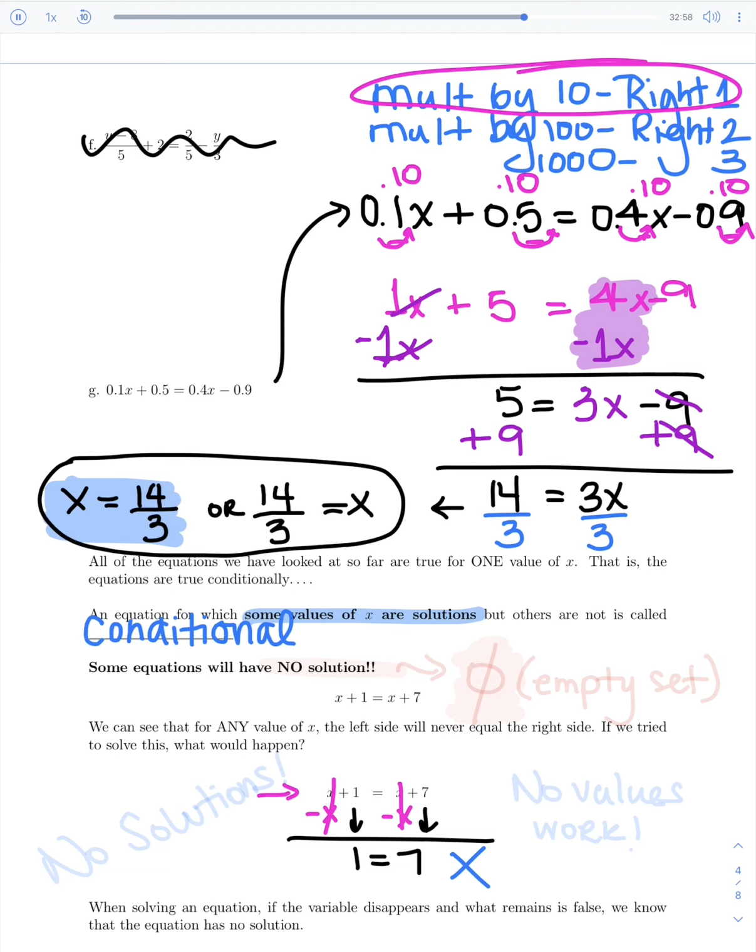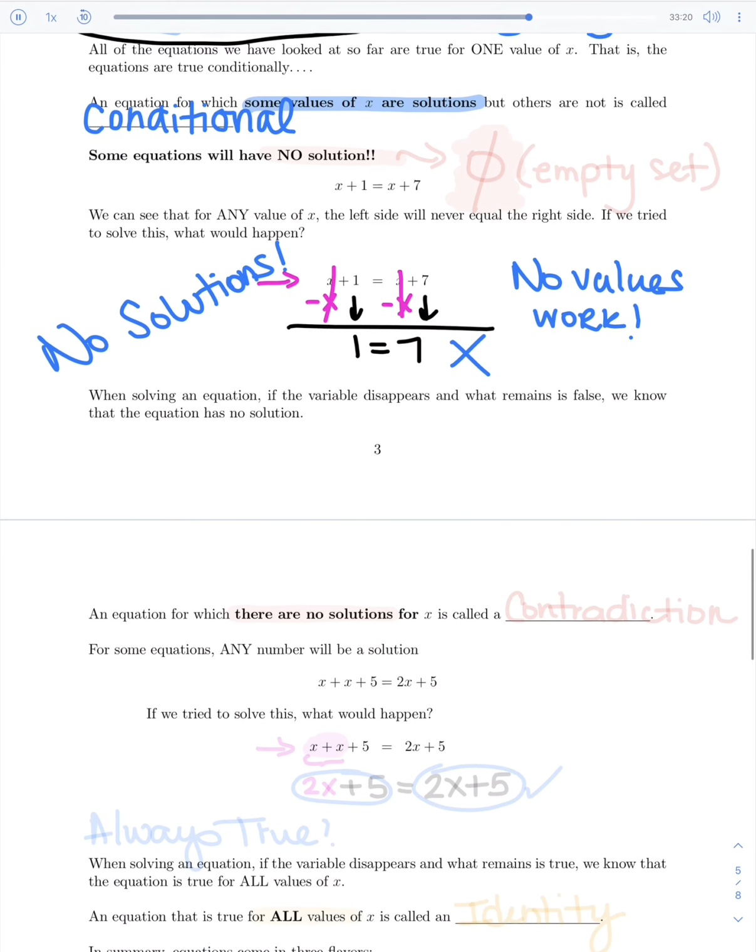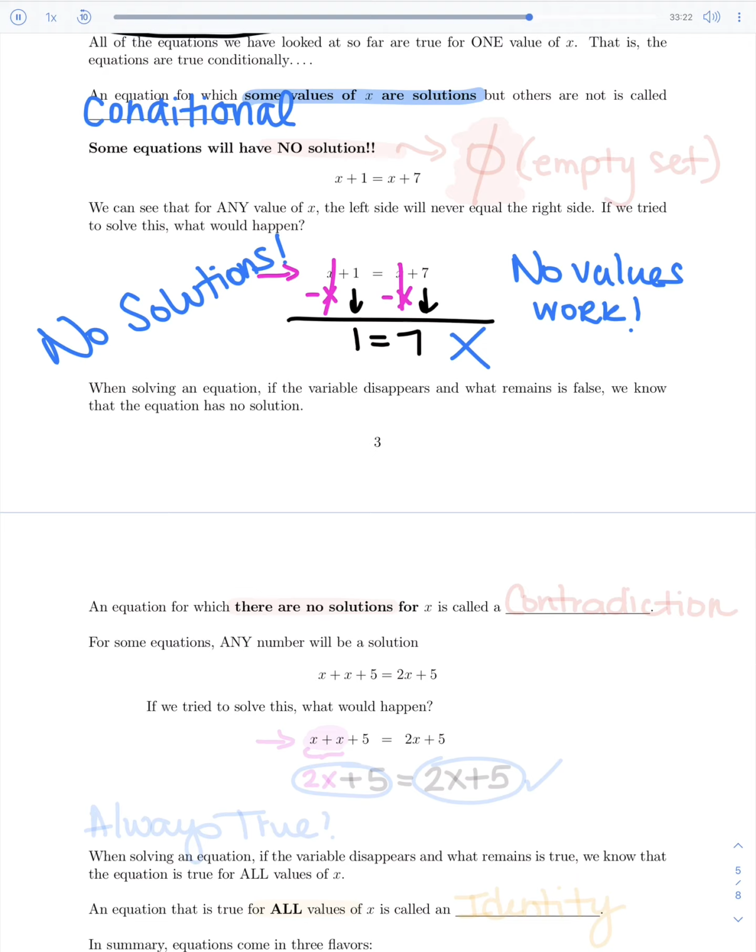And what this means is that there are no values of x that will ever make this equation a true statement. So no values work. What does this mean? It means that there are no solutions. That means that there are equations that actually have no solutions.